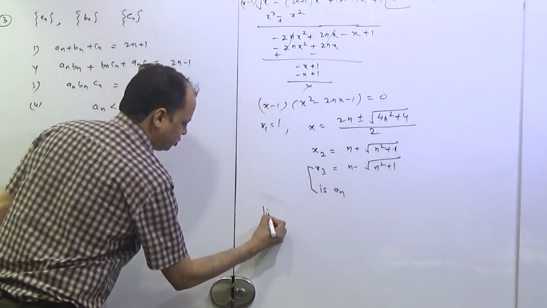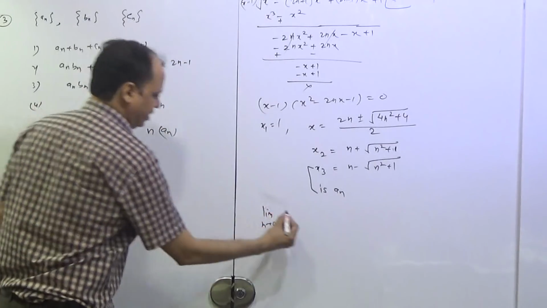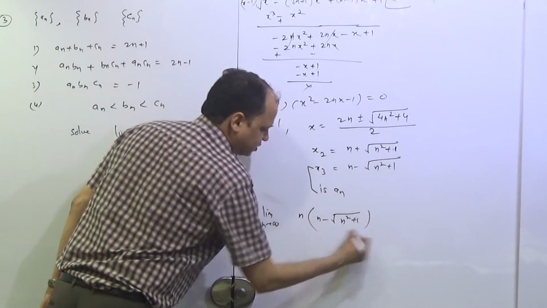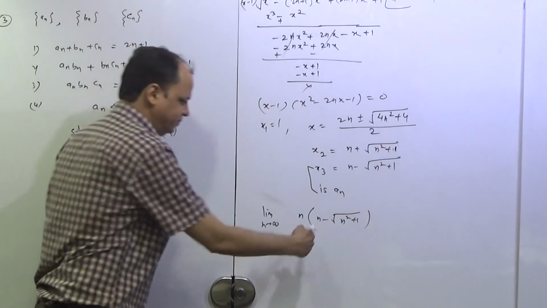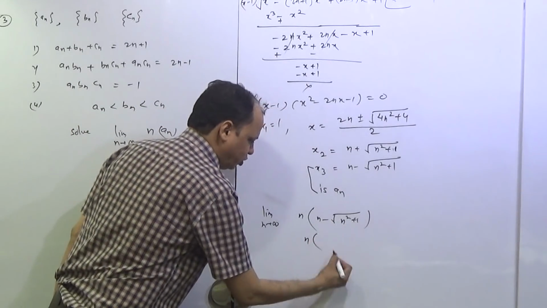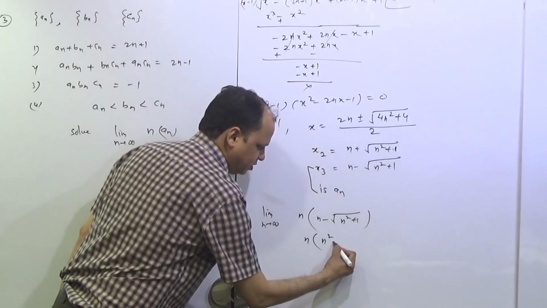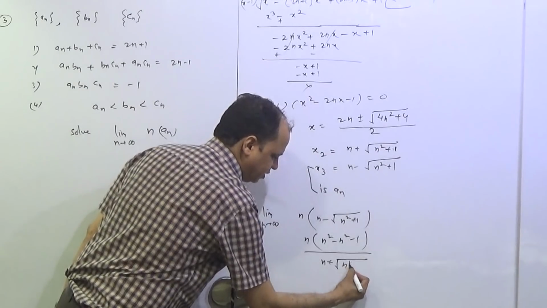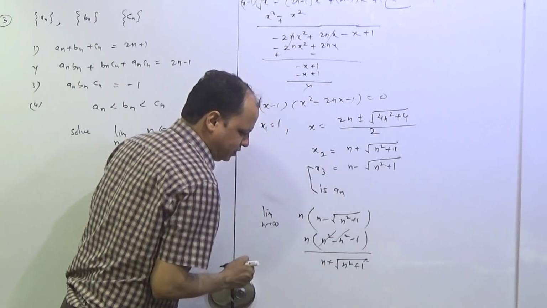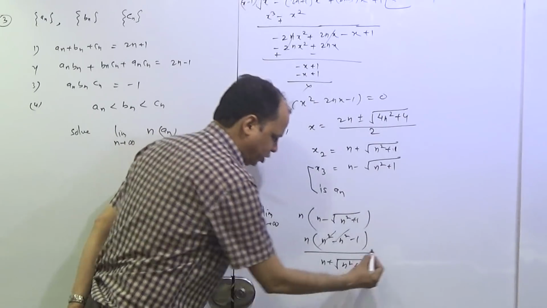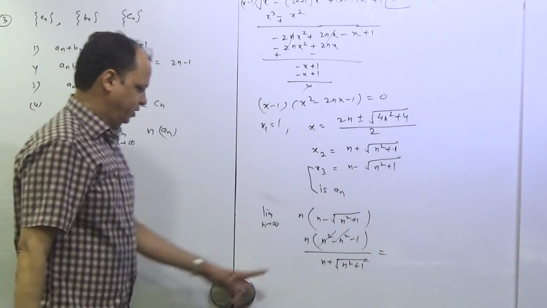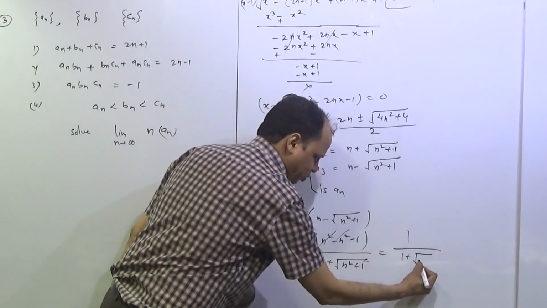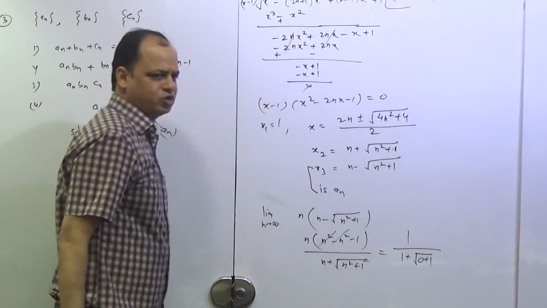So limit n approaching infinity, n times an means n times n minus under root n square plus 1. What do you get finally? Rationalizing it, what do we get? n square minus n square minus 1 whole divided by n plus under root n square plus 1. Now n carry out common, n cancels. So it will be 1 upon 1 left from this place and 1 left in under root. So 1 by 2. So the answer is 1 by 2.